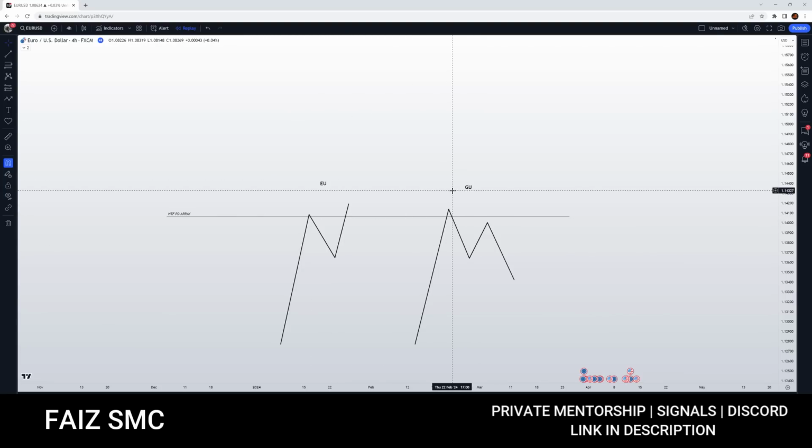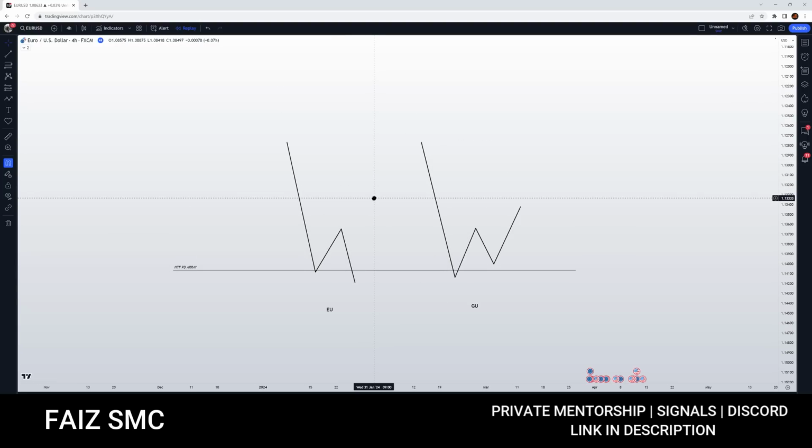So my strategy is very simple when it comes to using SMT divergence. I use the higher time frame PD array. I trade with the higher time frame order flow. And once price comes into my higher time frame PD array, I'm looking for market structure shifts and SMT divergences on lower time frame. That's going to confirm that, okay, price is going to reverse from this level.